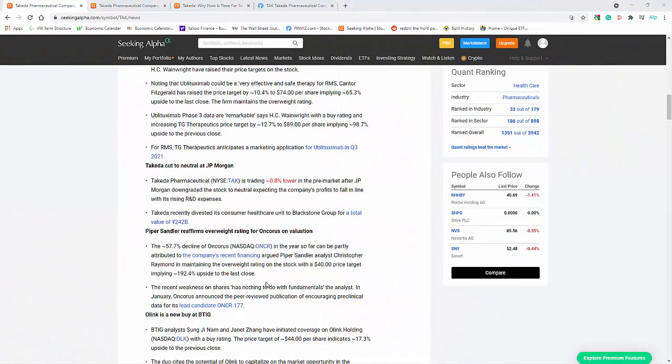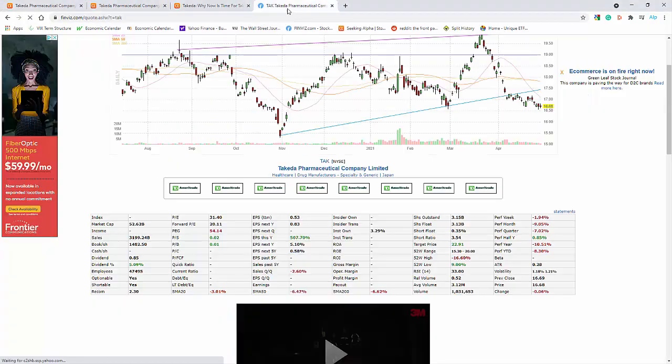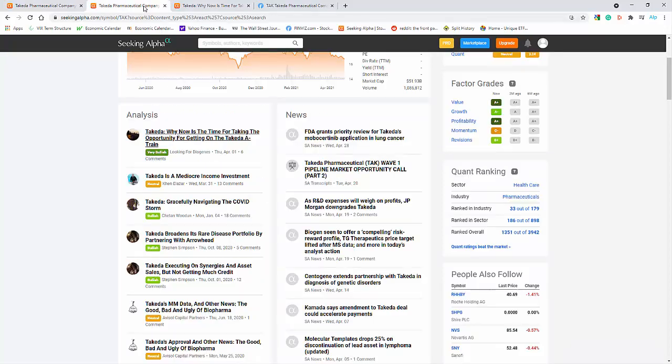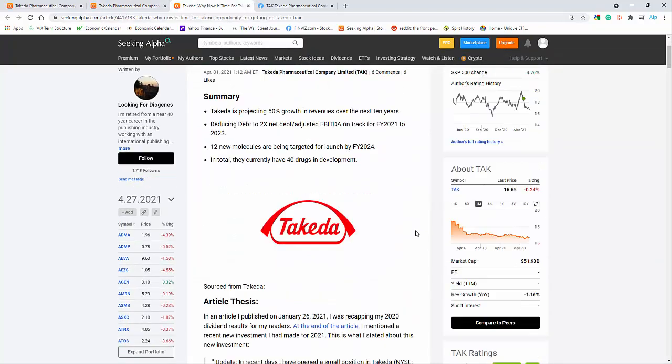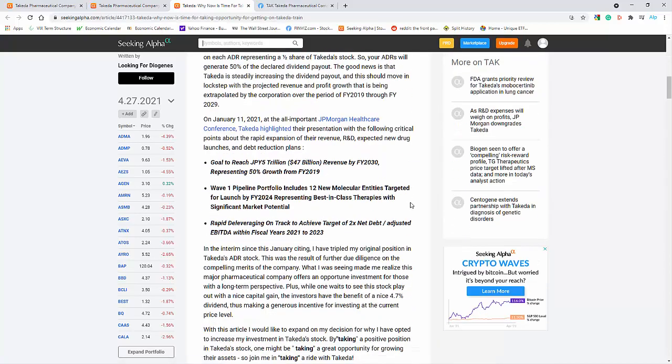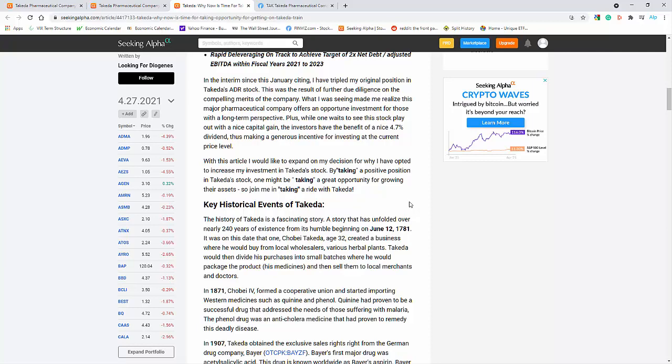For fundamental analysis, I use seekingalpha.com and finviz.com. Looking at some of the recent news, there was a downgrade by JP Morgan, so most likely that caused the stock price to drop recently. But looking at some of these articles, they are pretty positive, and especially the latest one is talking about how many molecules, or how many potential drugs, are in the pipeline. Apparently there are about 40 of them.